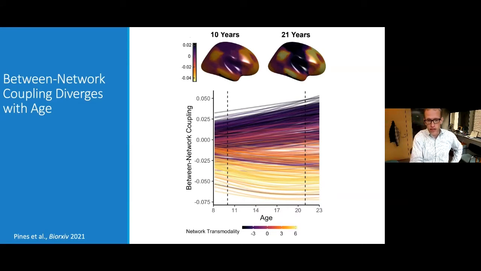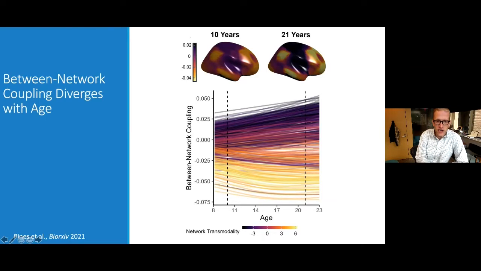Here, each network at all these different resolutions is a separate line. And on the y-axis, we have between network coupling. On the x-axis, we have age between 8 and 22, or 8 and 23. Furthermore, we've colored each network by its position on the Sensorimotor-Association axis, with transmodal networks being in yellow and unimodal networks being in purple. And if you look at this plot, 2 things are immediately apparent.